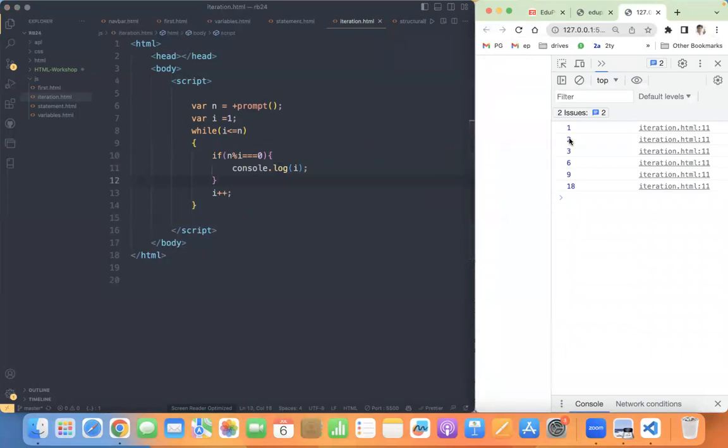What did I receive? Why only these numbers are printed? Only these i values are dividing the given number with the remainder 0. Okay, great.